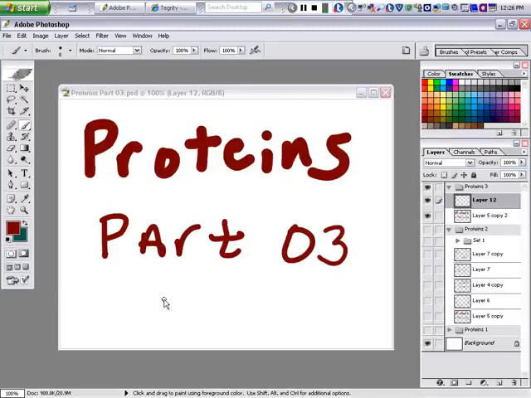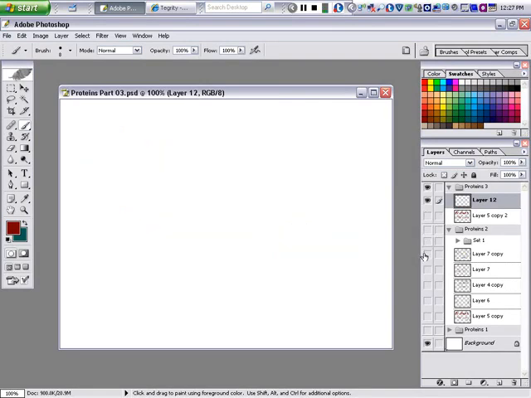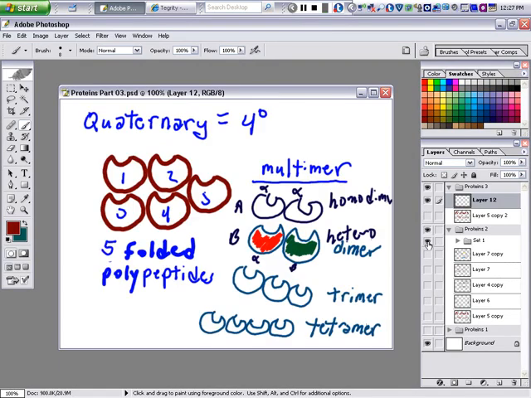Hello students, welcome back. We're going to continue today with proteins part 3. Just a little review of what we did last time. When we stopped last, we talked about the different levels of protein structure. We talked about quaternary structure.